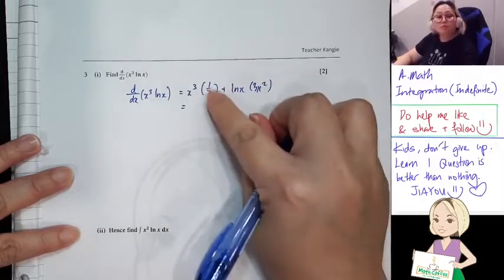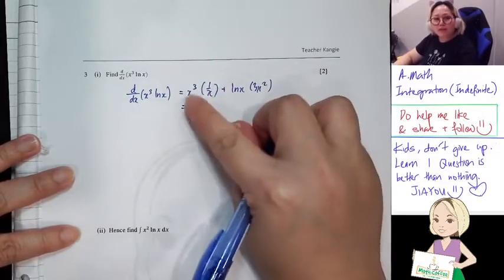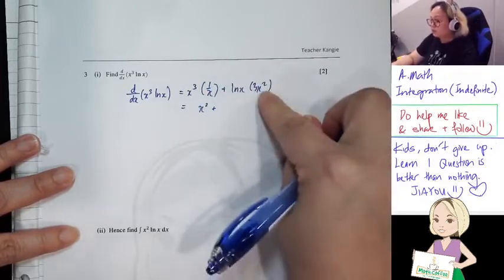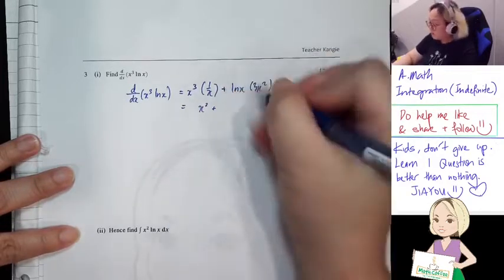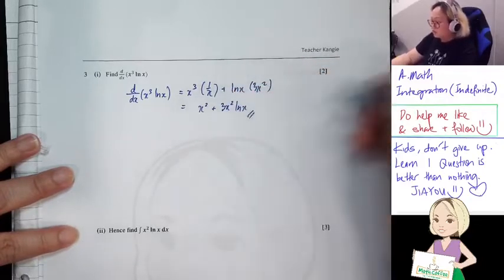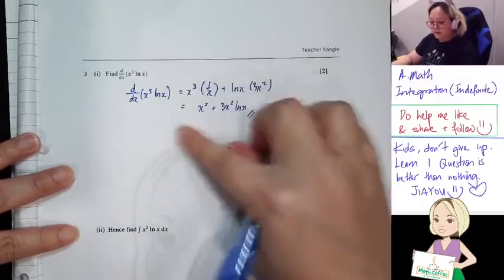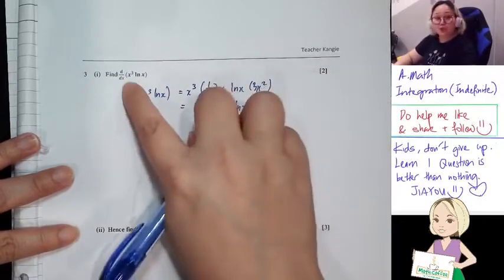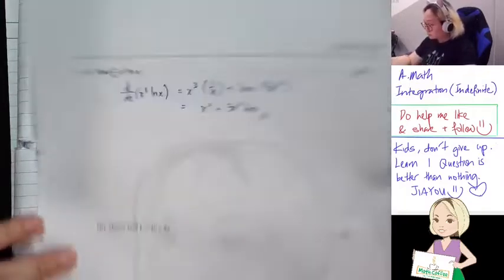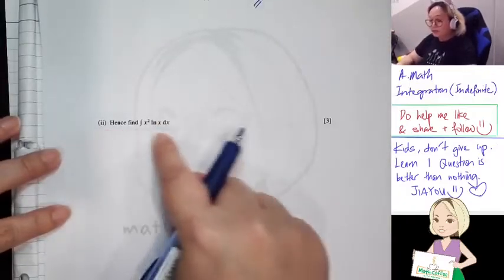So x cubed times 1 over x is x cubed divided by x, so it becomes x squared. This one, you usually put in front of the ln x, so you will rewrite this as 3x squared ln x. So this is pretty easy, it is this way. This is how you differentiate x cubed multiplied by ln x by using product rule. Now next, hence find the blah blah blah.